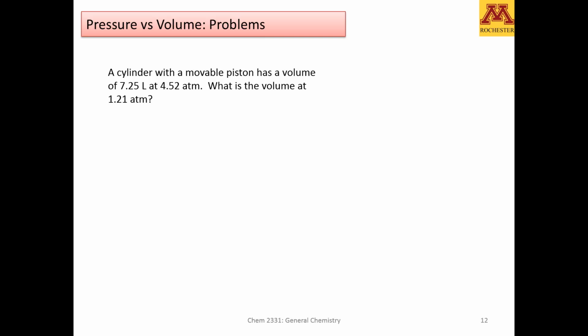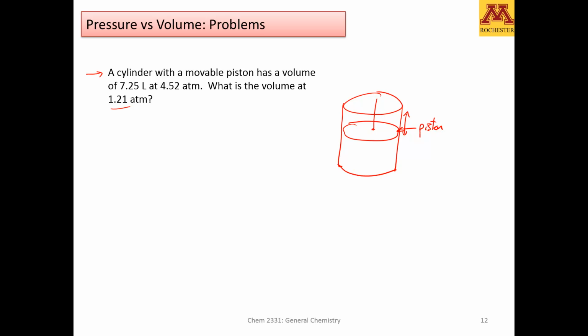All right, let's do a short problem, which is just about substituting numbers. Say that you have a cylinder with a movable piston and it has a volume of this many liters and these many atmospheres. What is the volume at this many atmospheres? What is this asking? I would recommend for any of these problems, draw what it's asking. Here's your cylinder, and this is your piston, and this piston can go up and down.